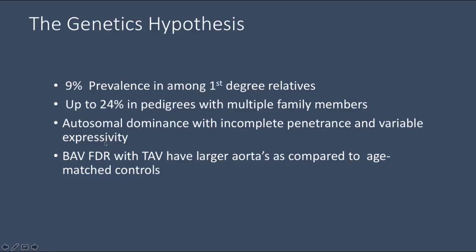Bicuspid aortic valve oftentimes occurs sporadically, but if it's inherited, it's thought to be inherited in an autosomal dominant inheritance pattern with incomplete penetrance and variable expressivity.